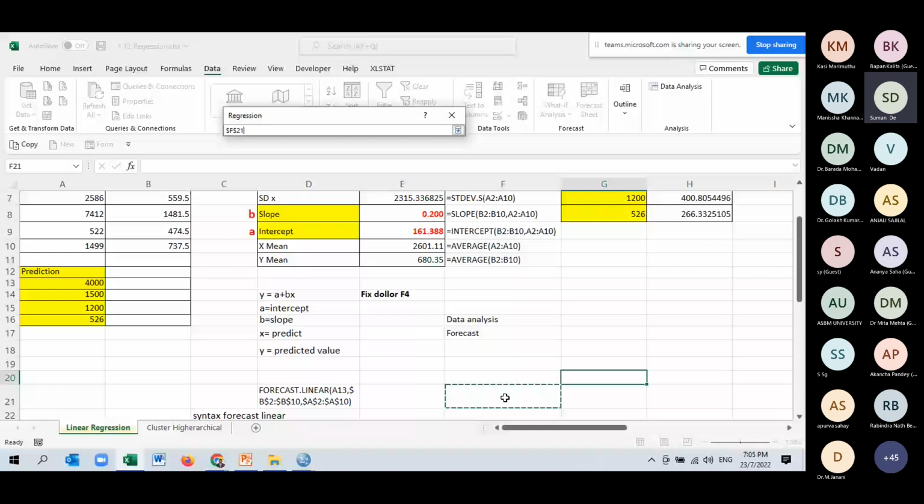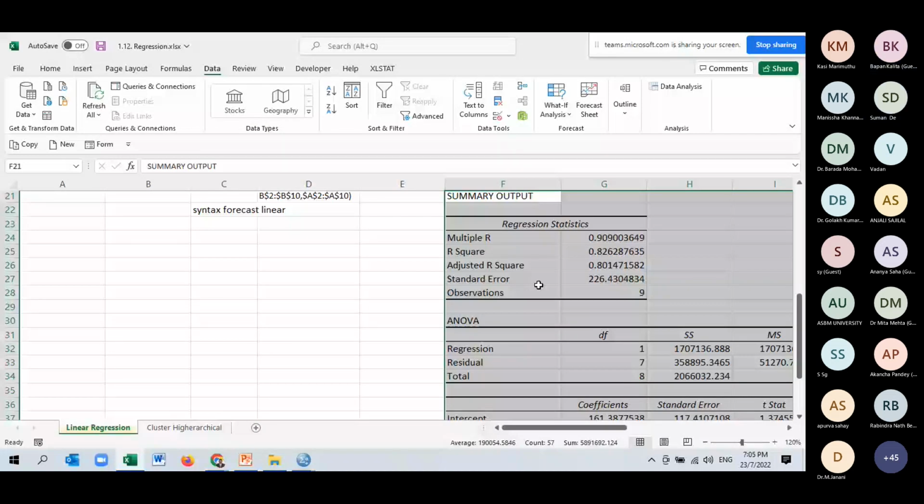You can choose anywhere. The output will be present in the particular location. Excel will give you the output. Any empty cell you can select. So I have chosen F21. That's it. Click OK. Your output will be ready.